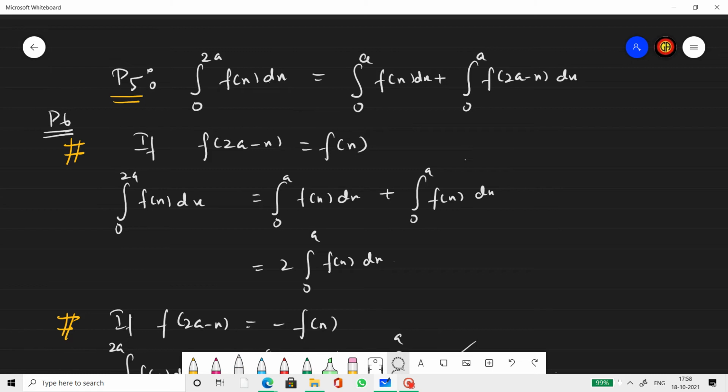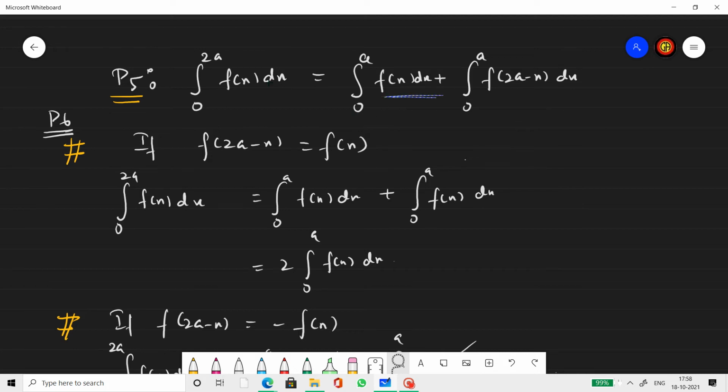If the question is in the form of integration from 0 to 2a of f of x, the 2a does not mean it must be a multiple of 2. It need not be a 2 pi form or a 2a form. It can be in any form. Even if it is pi, if 2a is pi, a will be pi by 4. So when the question is in this form, we can break it like this.